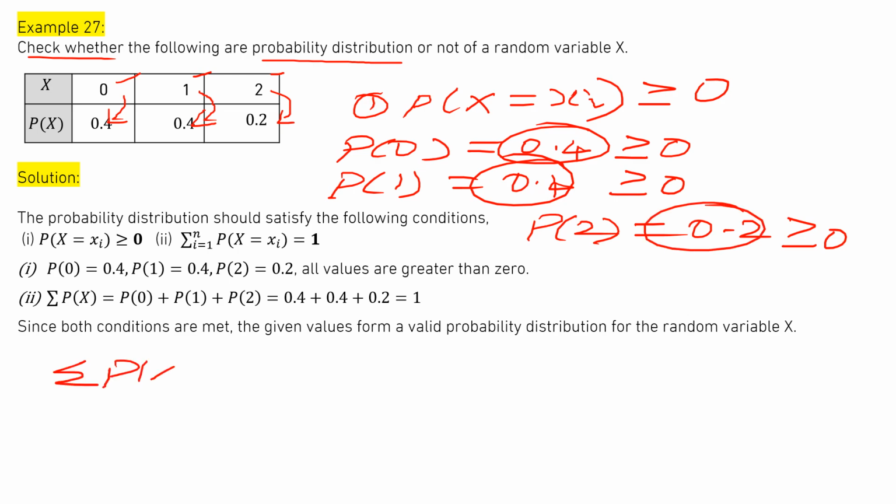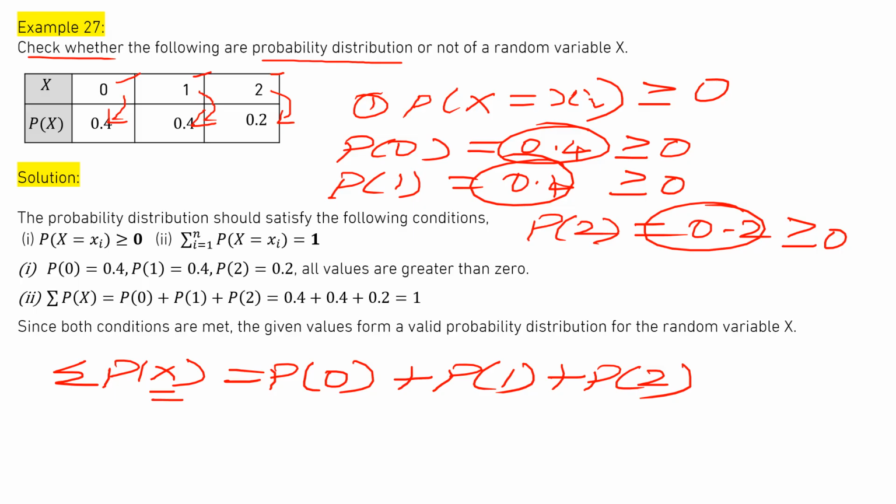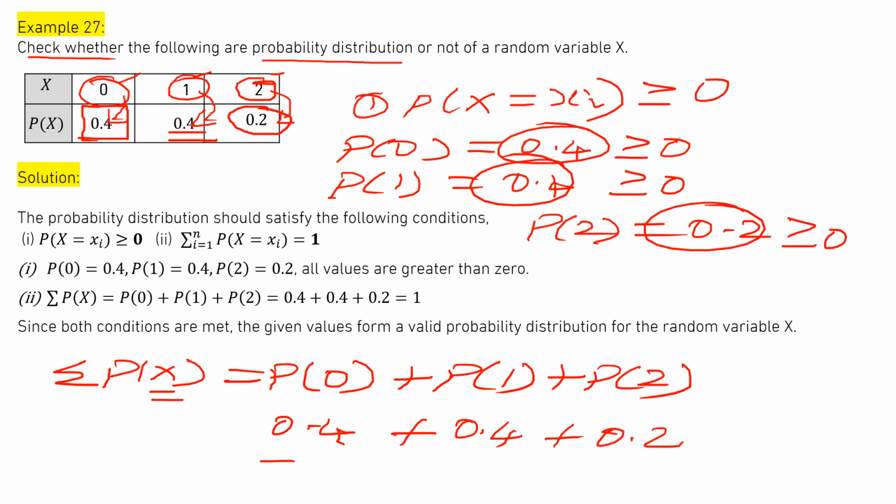If I am adding all the probability values, that is P of 0 (replace the random variable x equal to 0) plus P of 1 (x equal to 1), plus P of 2 (x equal to 2). So what is P of 0? Probability of 0 is 0.4. If the random variable x equals 1, then the corresponding probability is 0.4. If x takes the value 2, then the corresponding probability is 0.2. So if I add them, it is equal to 1. So the second condition is also true.